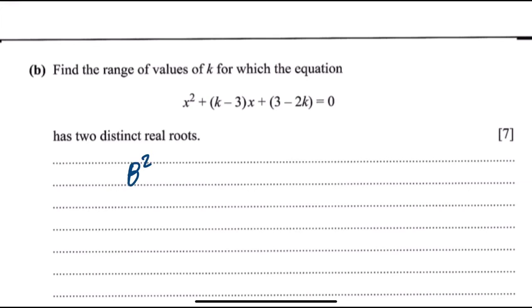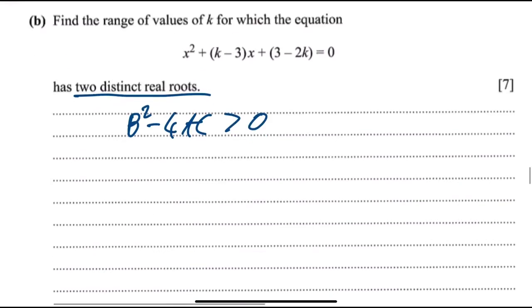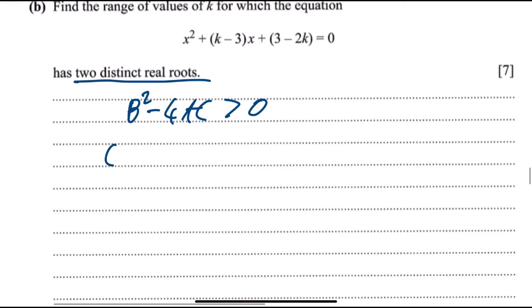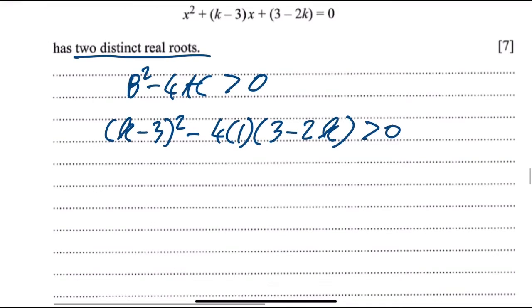So that means 2 distinct real roots means b squared minus 4ac is greater than 0. So your b here is k minus 3, your a is 1, your c is 3 minus 2k, and that has to be greater than 0. Let's just work through that.